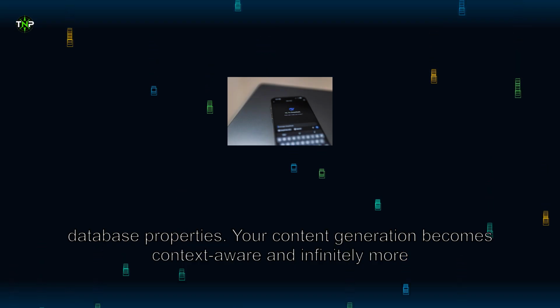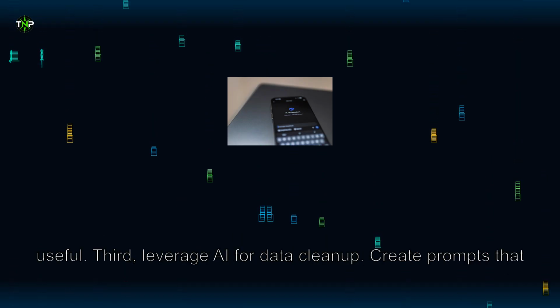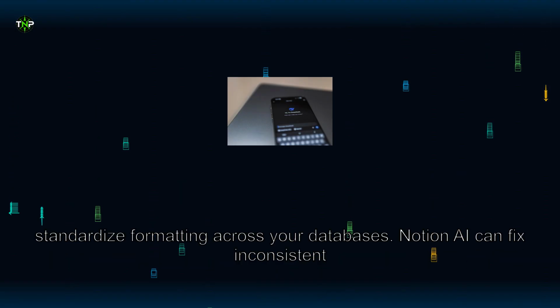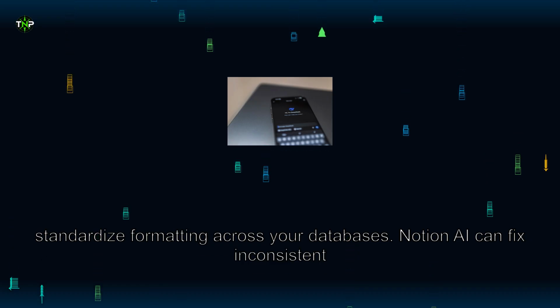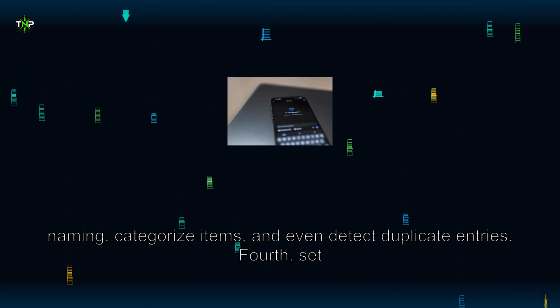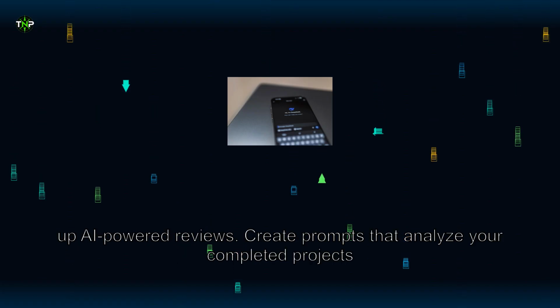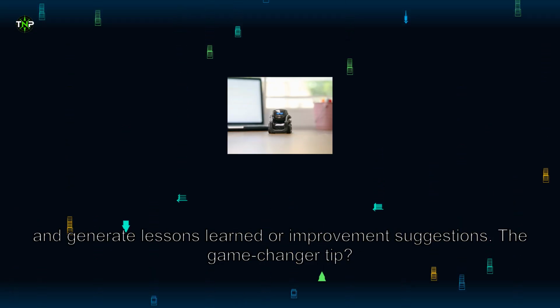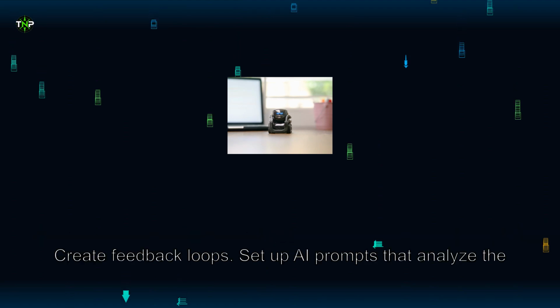Third, leverage AI for data cleanup. Create prompts that standardize formatting across your databases. Notion AI can fix inconsistent naming, categorize items, and even detect duplicate entries. Fourth, set up AI-powered reviews. Create prompts that analyze your completed projects and generate lessons learned or improvement suggestions.